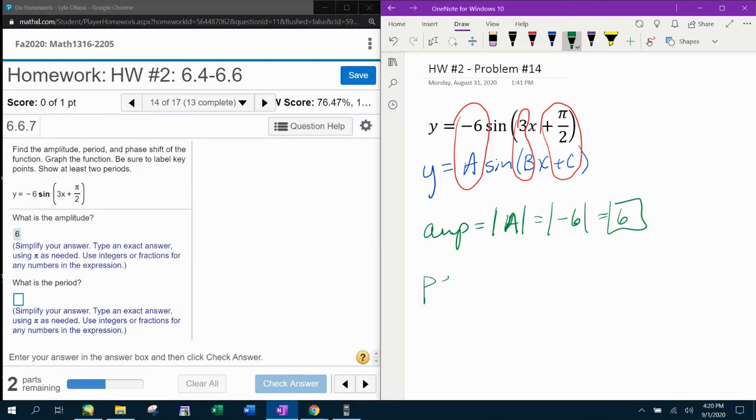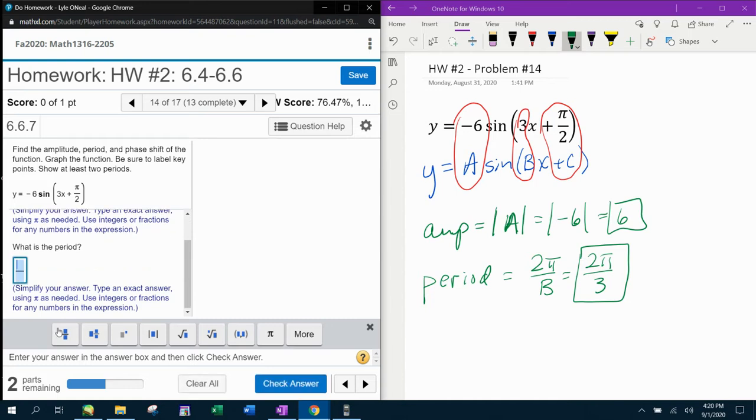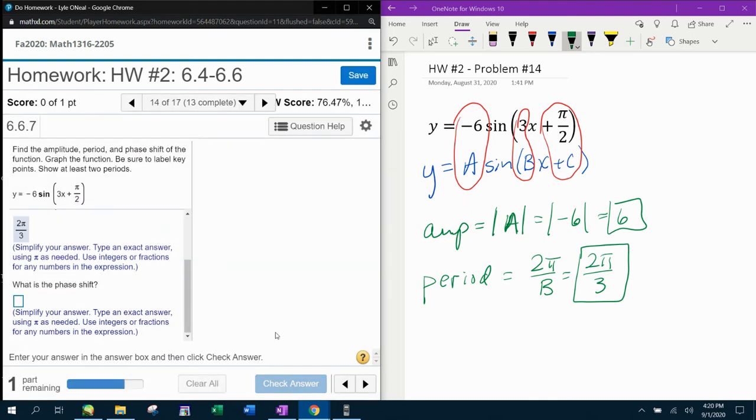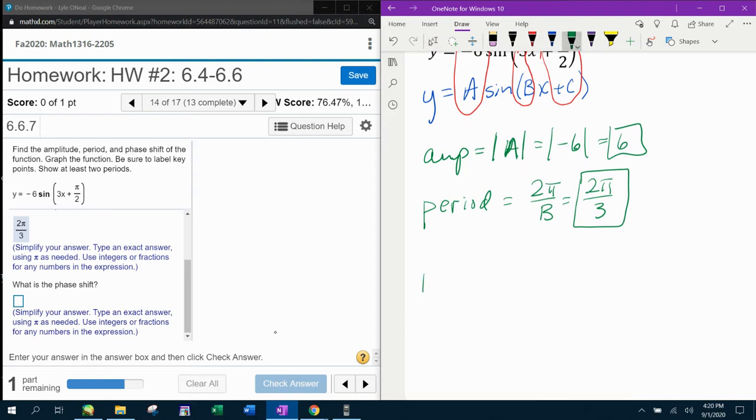For a sine or a cosine, the period formula is 2 pi over b. B in this case is 3. And that fraction will not reduce. So that's going to be my period as a fraction, 2 pi over 3. Bam. And last but not least, the phase shift.